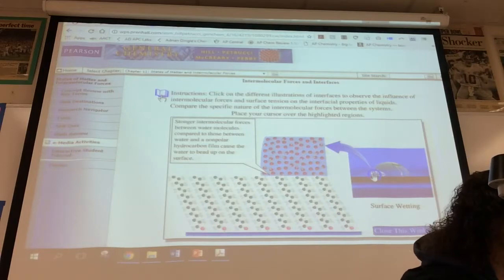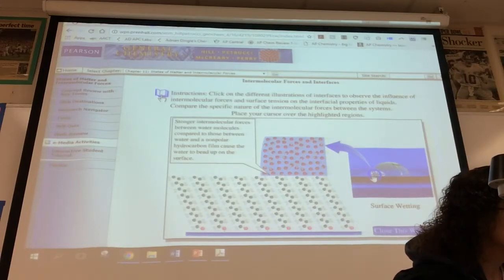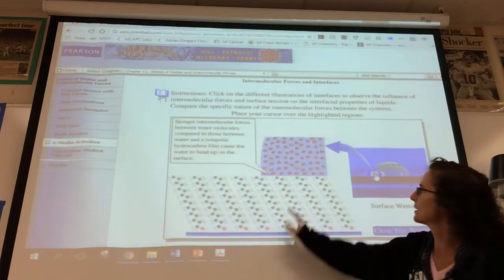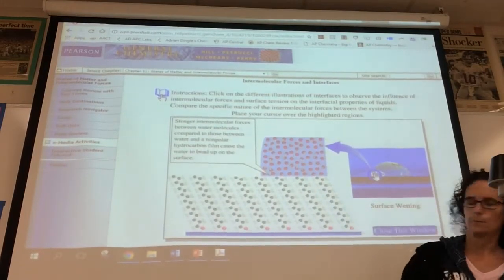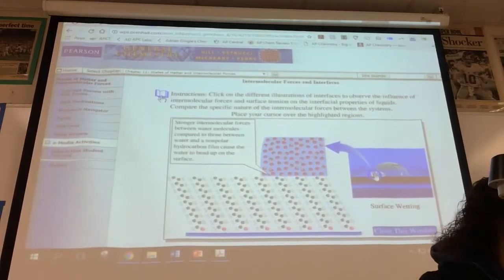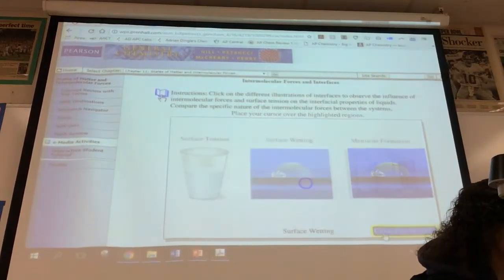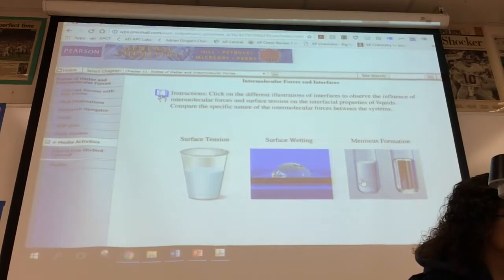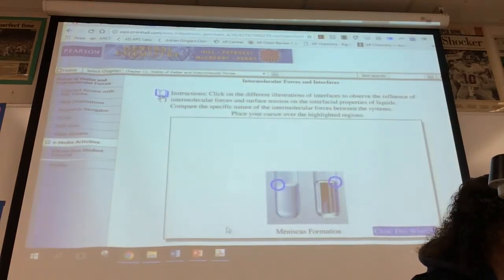All right, so you can see the surface wetting right here, but there will be some attraction between the water molecules here and here. And you can see that wetting right there at the bottom. And then these are also responsible for meniscus formation.